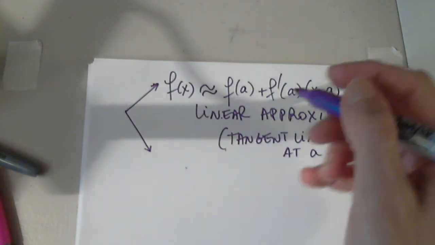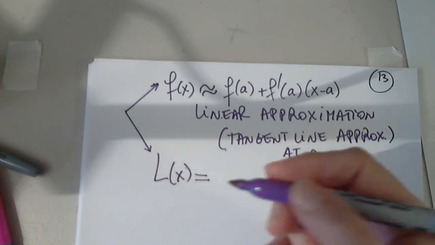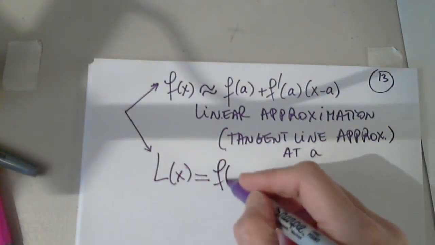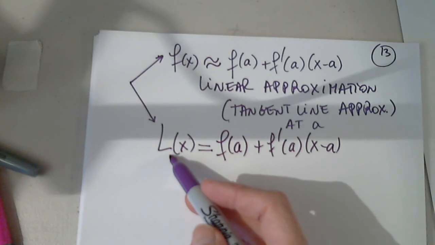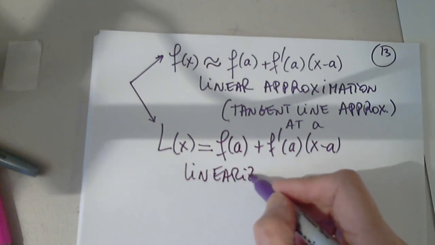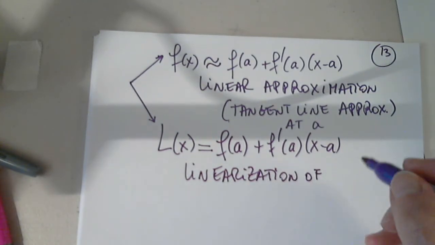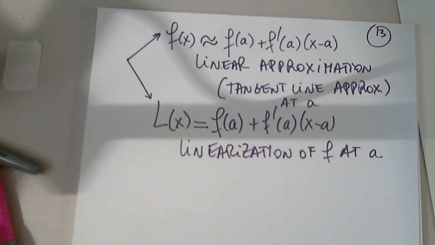The exact same definition is L of x, but this time equals, and this is called the linearization. It's the same thing. So f of A plus f prime of A times x minus A, but when we put the equal symbol and we're asked to find the linearization, it's the same thing. Linearization of f at A. That's all it means. We can always approximate a function that is differentiable by a line. And let's look at a couple of applications of this.